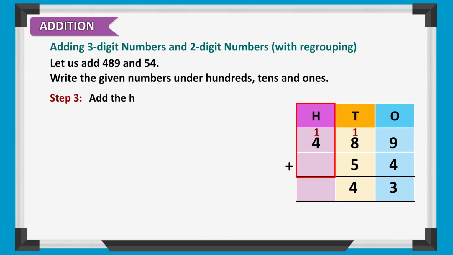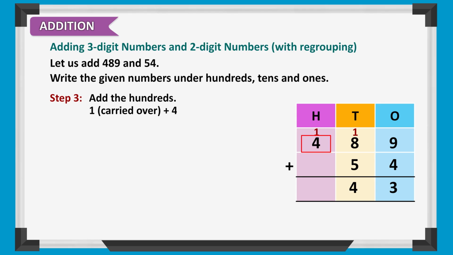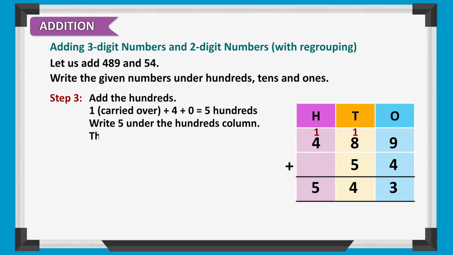Step 3. Add the hundreds. 1 carried over plus 4 plus 0 equals 5 hundreds. Write 5 under the hundreds column. Thus, 489 plus 54 equals 543.